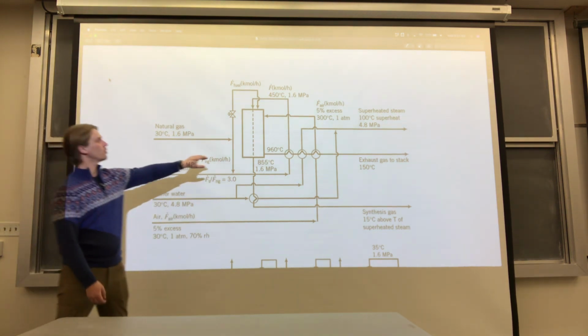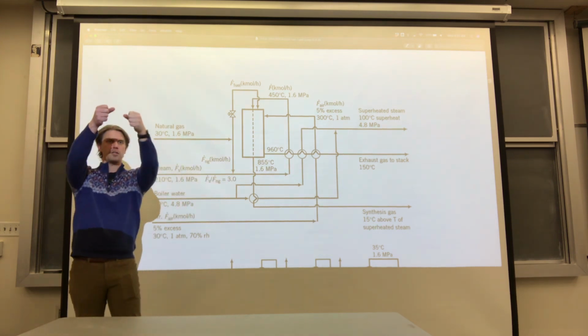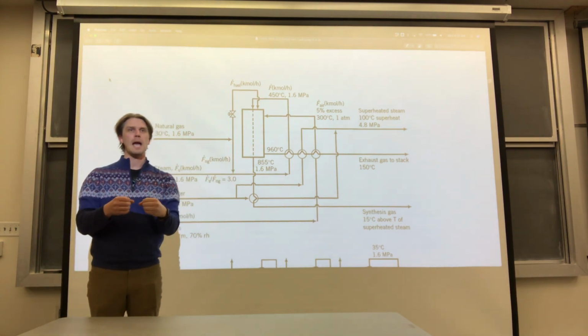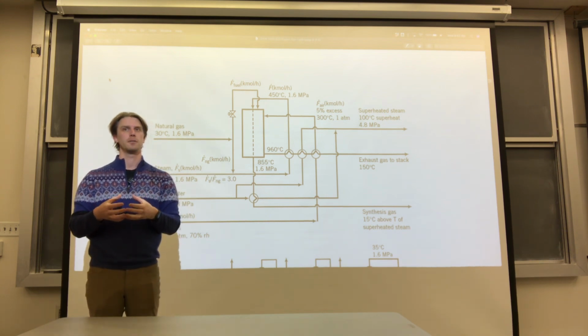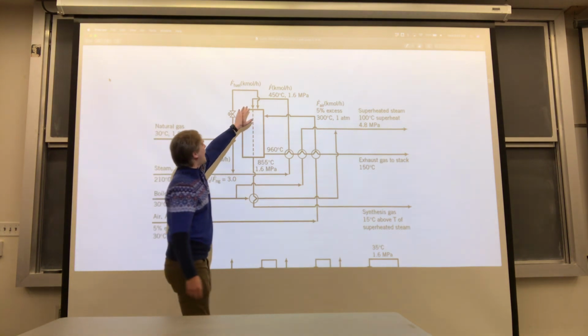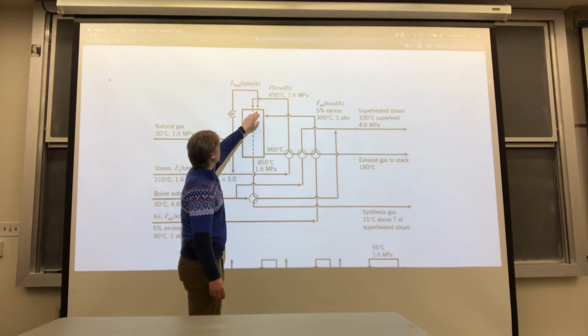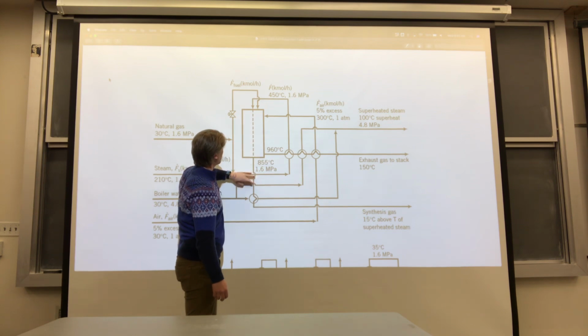So what this reactor looks like is basically a series of tubes that are the reactor with a flame burning around it to heat those tubes up to get it to that process conditions. The gas that is being burned, right, so that's why we have this dashed line that connects these here.